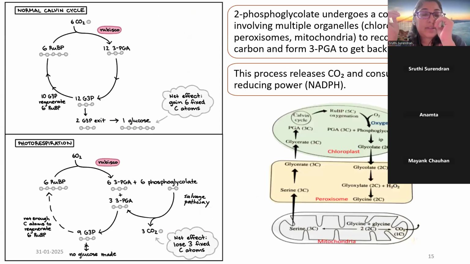In comparison to this Calvin cycle in C3 photosynthesis, we see that the enzyme Rubisco has a high affinity towards oxygen also, apart from carbon dioxide. So at times, under certain conditions, when the oxygen concentration in the atmosphere is really high, or when the temperature is really high, the RUBP, instead of reacting with carbon dioxide, will go and react with oxygen.